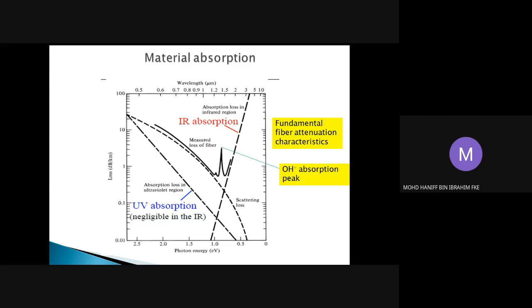The idea of showing this diagram is to show the effect of glass absorption at the UV region and also the infrared region. Hopefully you understand the effect of glass absorption for different wavelengths. This graph is very useful. It's a standard graph used in showing the effect of absorption and the effect of scattering for different wavelength values.